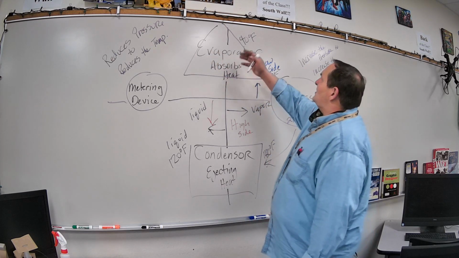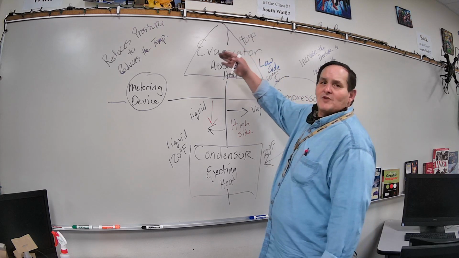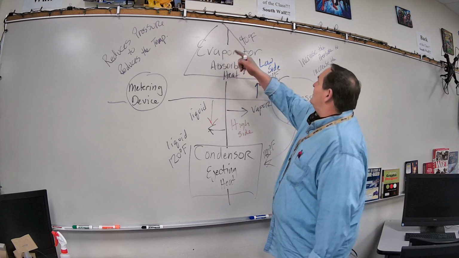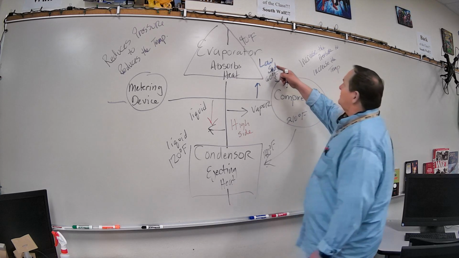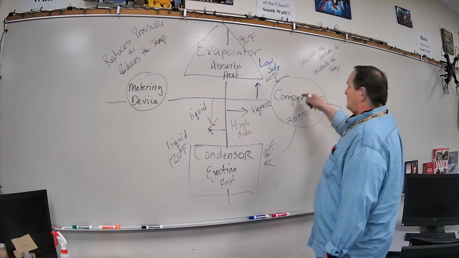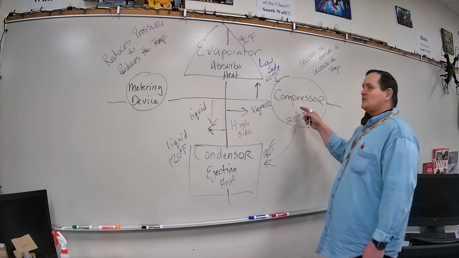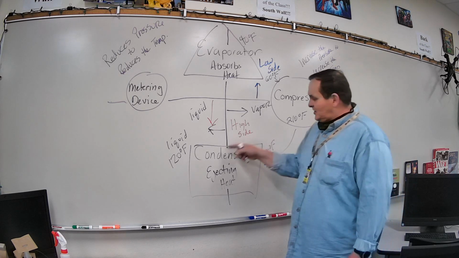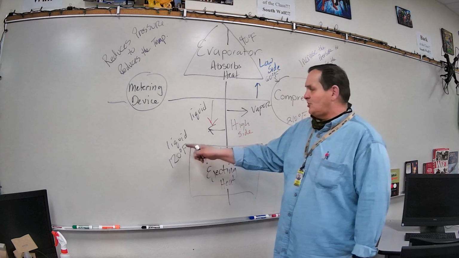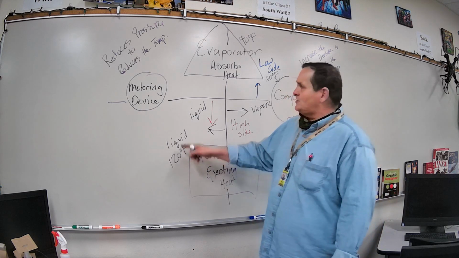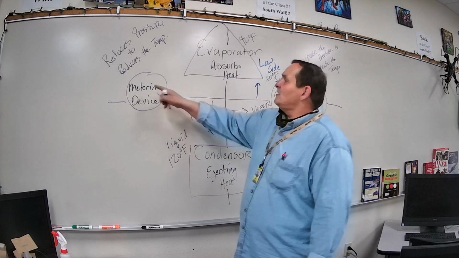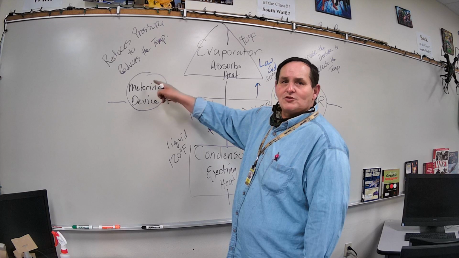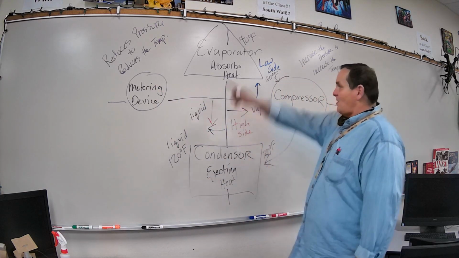In the evaporator, the heat gets absorbed by the refrigerant, which changes the liquid refrigerant into a vapor, and then the low pressure, low temperature vapor comes out and goes into the compressor. It comes out of the compressor as a high pressure, high temperature vapor, which goes into the condenser and comes out as a high pressure, high temperature liquid. It then goes into the metering device as a high pressure, high temperature liquid, and comes out of the metering device as a low pressure, low temperature liquid. That's how it flows. That's the circuit.